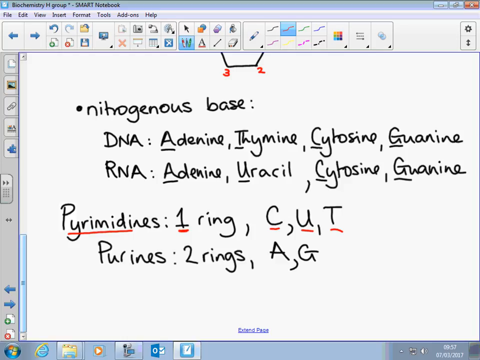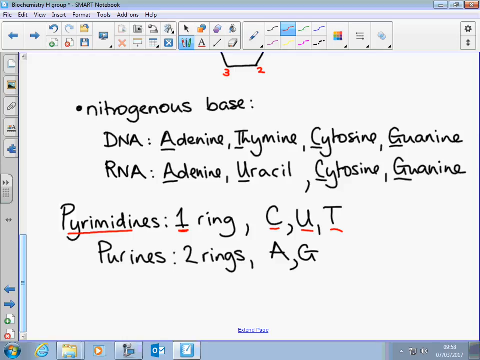And the other ones are the purines with 2 rings, so it's got to be A and G. But you won't have to remember that. It's just another idea when you're trying to remember things. But 1 ring, yeah, the cut, but you've got to get pyramids in there as well somehow. So yeah, mnemonics and memory tricks and things like that are always going to be useful. So yeah, find your own.